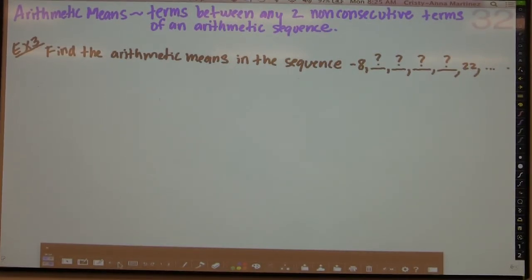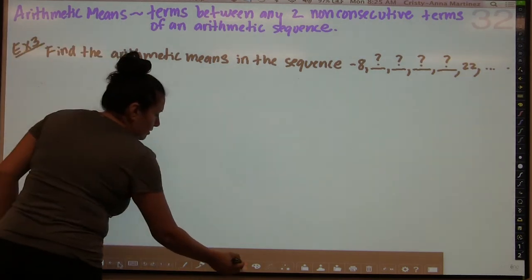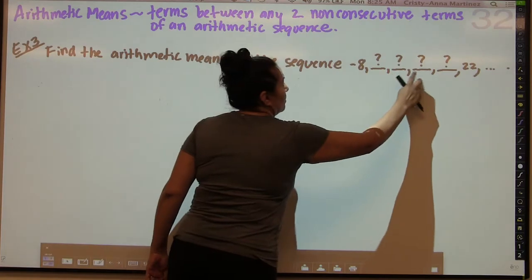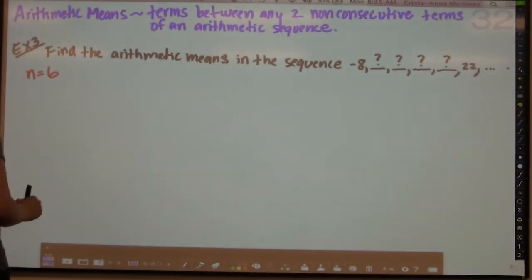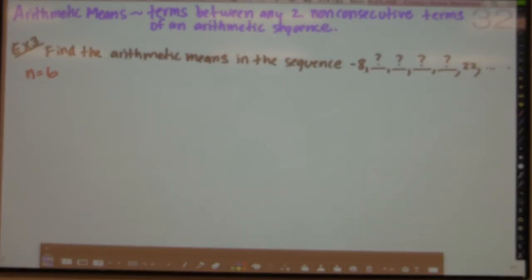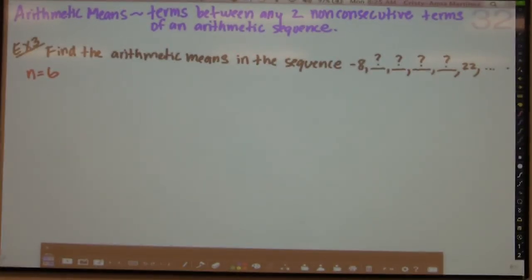Well, first, we have to recognize that there are 4 terms between the first and last terms that were given. So how many terms total are there? We know that n equals 6, because we have 1, 2, 3, 4, 5, 6. And we don't know what the common difference is, so we need to find that.